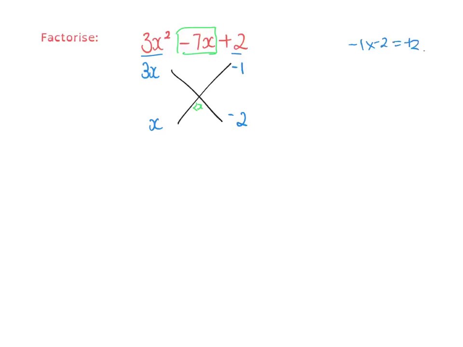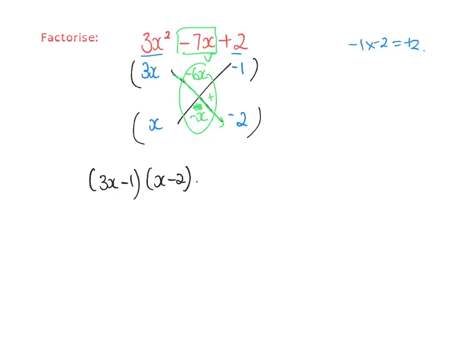Now if we test them, 3x times negative 2 is negative 6x, and then x times negative 1 gives us negative x. Now if we add these, yes, we're getting the term in the middle. So now we know that these are our brackets. This factorizes to 3x minus 1 and x minus 2. You could see it made a difference which one went on the top and which one went on the bottom. So you might have to play around with your combinations when you're working it out.